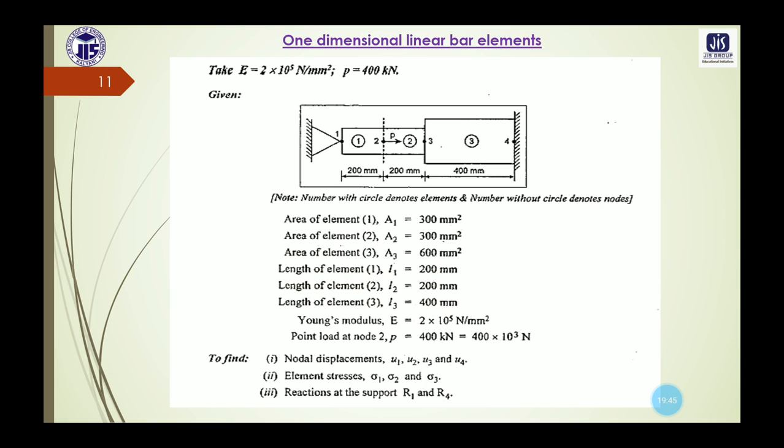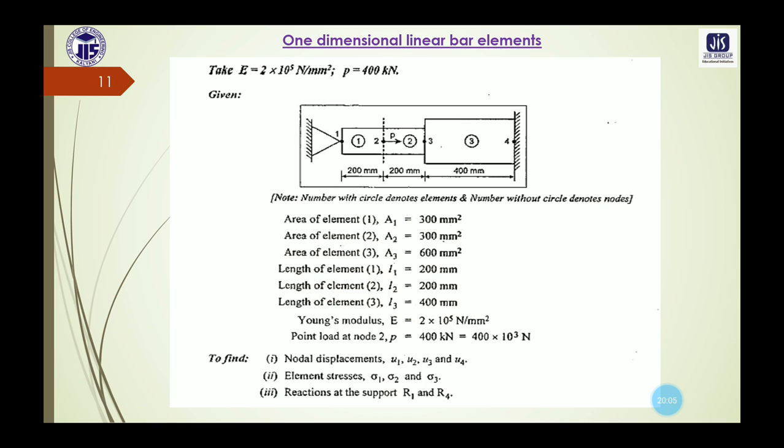Let us first write what are the things given in this numerical. As per our general concept, the number with the circle in this diagram denotes the elements. That means we are having three different elements here, and corresponding to those 3 different elements we are having a total of 4 different nodes.